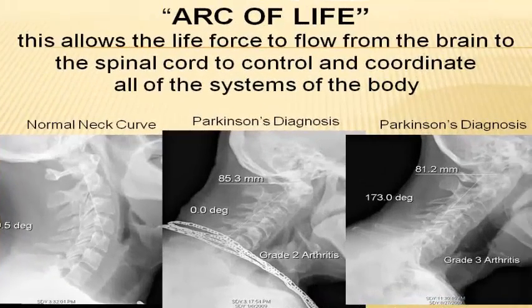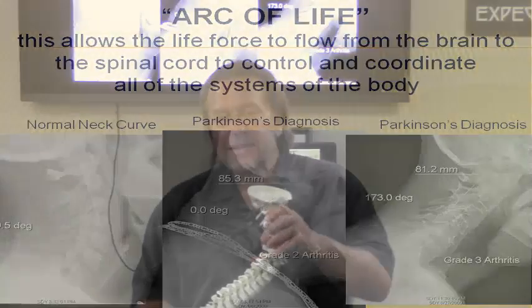Now here, what we're looking at, the curve in the neck is called the arc of life. The one on the left is normal. The other two are Parkinson's patients. Parkinson's has to do with lack of dopamine production in the brain. It also has to do with a lack of nerve supply to the brain. We've had several patients who've recovered from Parkinson's.